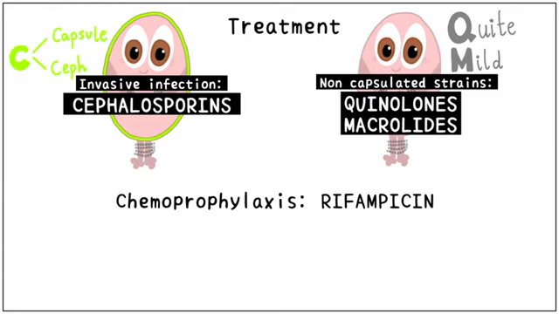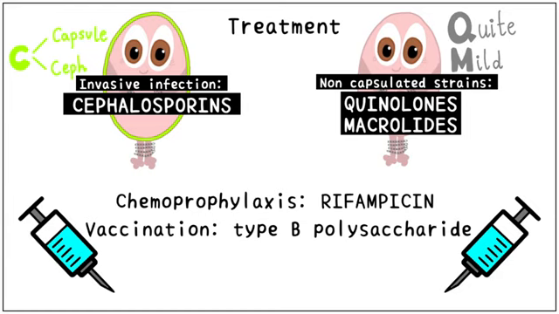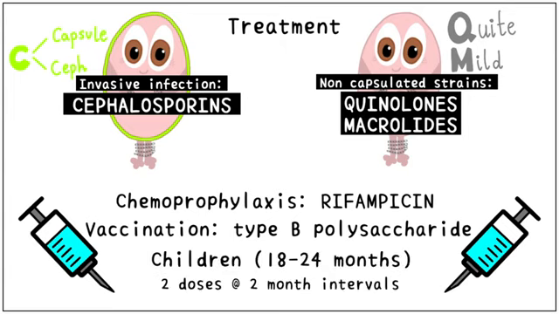To prevent infection, vaccines are used. They are prepared using the most virulent strain, that is, type B polysaccharide. It is usually given to children 18 to 24 months of age. Two doses are required at 2 monthly intervals.